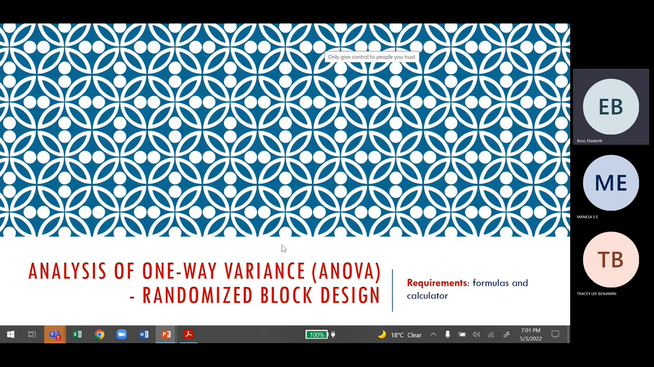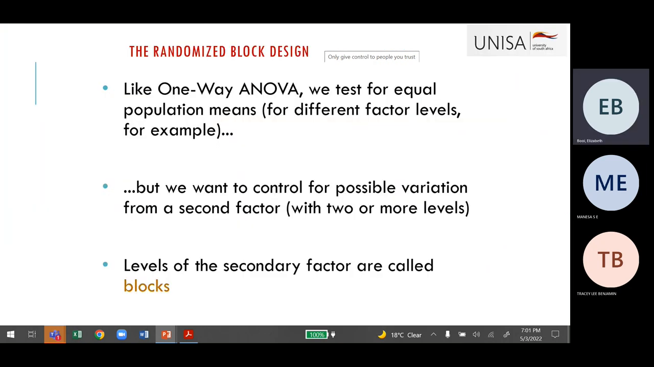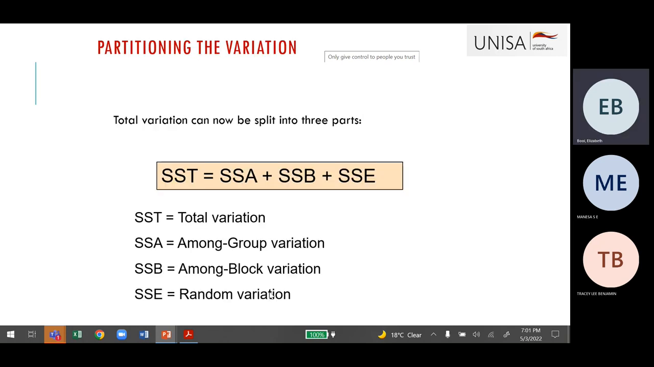Okay, so now let's look at how we do a randomized block design. Similar to the one-way ANOVA for the randomized design, there is one way you can create blocks within the groups. With this one, we test for equal population means as well, but we want to control for possible variation from the second factor. The levels of the secondary factor are also called the blocks.